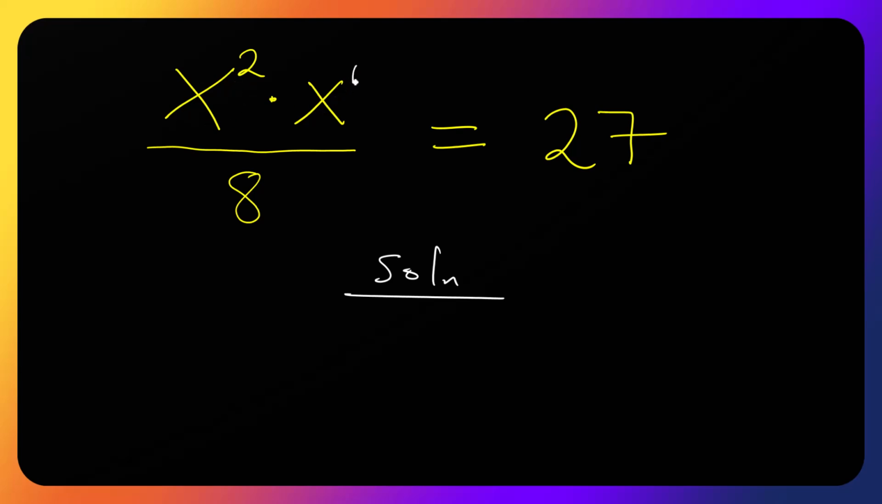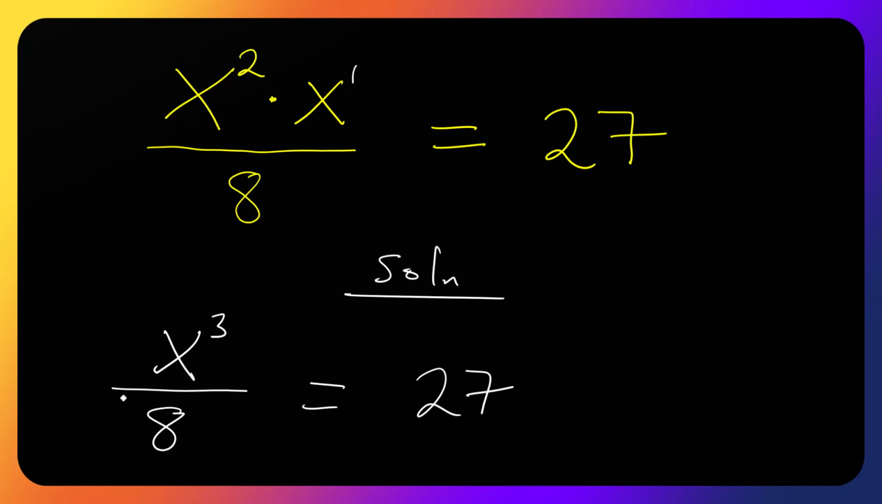Remember, the power here is 1. So when we perform indices, once the bases are the same, we can add the powers. So we have the numerator as x cubed over 8 equals 27.